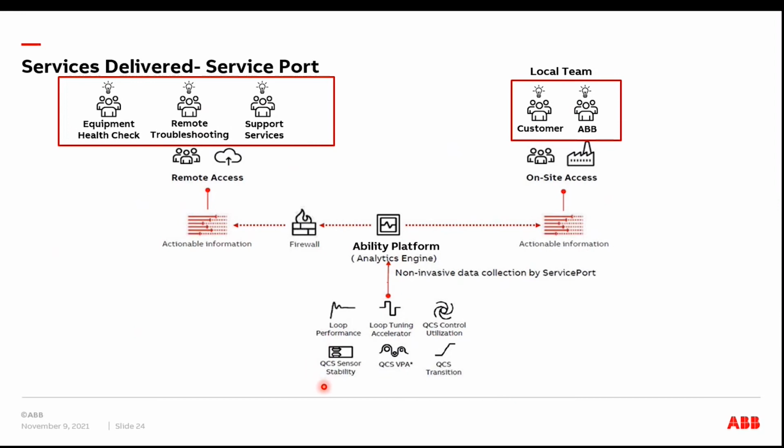Here we are discussing the control utilization, but we can have QCS transition, VPA, sensor stability, all types of data fed to this analytics platform. It has its own analytical engine which processes the data and generates the KPIs and actionable items. This actionable information is available to the local team. It can be the customer or the ABB representative, so they can have a view, and once they have some action to be taken, it can be taken on priority.